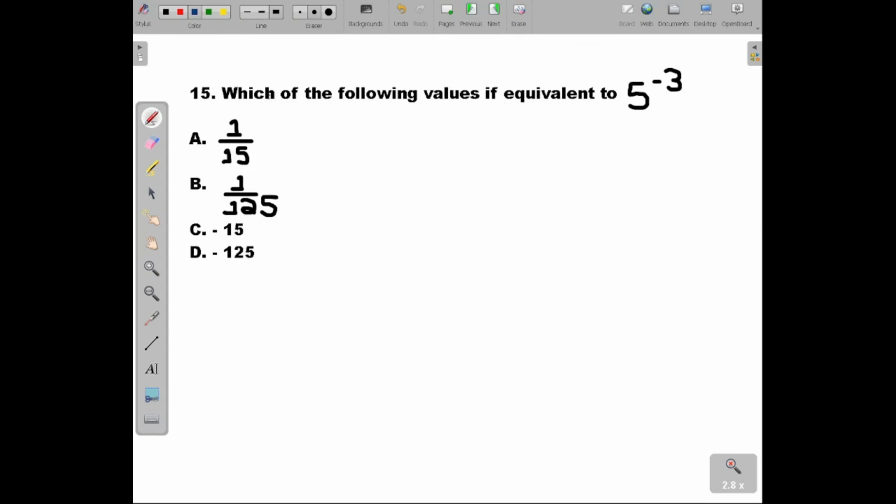Number 15. Which of the following values is equivalent to 5 to the power of negative 3? We have a negative exponent, and that means that it can become a fraction. It will become 1 divided by 5 to the power of 3. So we divide the number by 1 and the negative becomes positive.